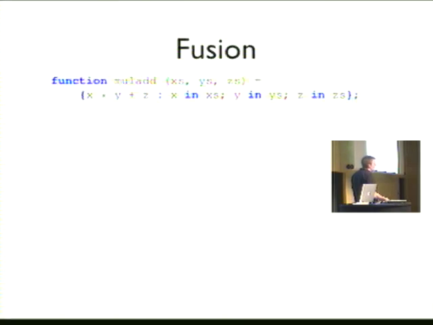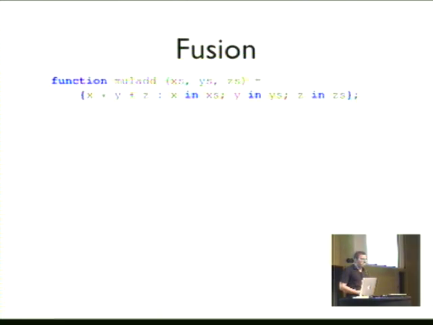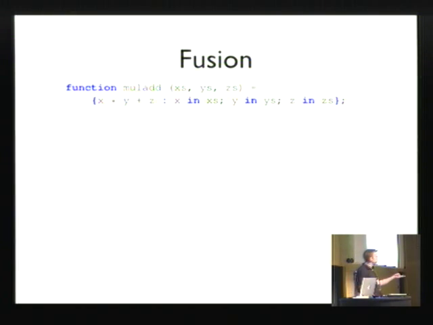So probably the most important optimization is fusion in this case. Taking this nested data parallel program, MOLAD, which just takes in 3 vectors, multiplies 2 of them together, and then adds in the third, if we pass it through the Nestle compiler and then remove some of the redundant operations, we end up with some stack code that looks like this.